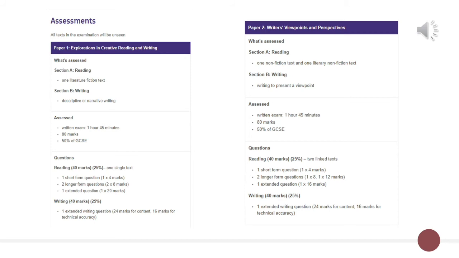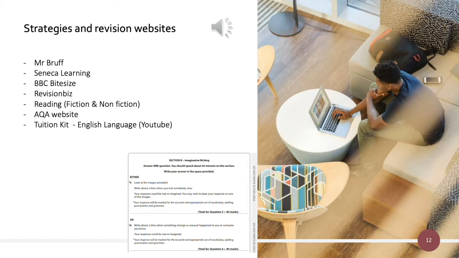Some of the best ways to help your son or daughter revise for their GCSE English exam is by using a platform called Seneca Learning. Seneca Learning provides learning that goes through all aspects of the GCSE English language specification step by step, and learners can pick up at any time.